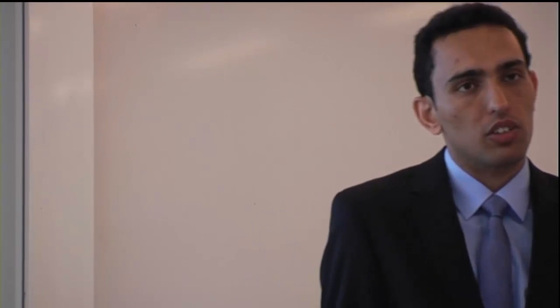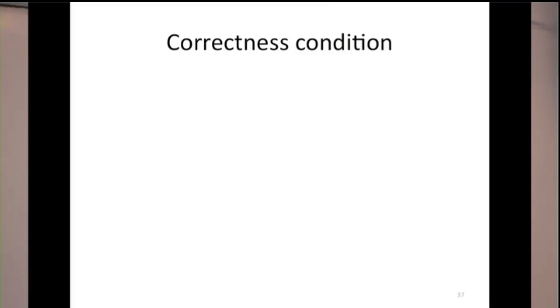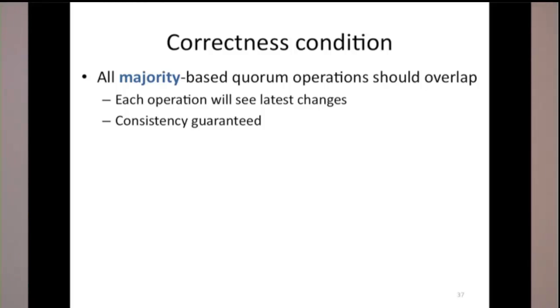Now, in the context of distributed systems, generally people use quorum algorithms to achieve consistency among replicas, especially for read and write operations. For quorum algorithms to work correctly, there is a correctness condition that should be met. Only then will they work correctly. In this context, we just talk about majority-based quorums. That's what I'm going to focus on right now, but it's the same for any quorums.